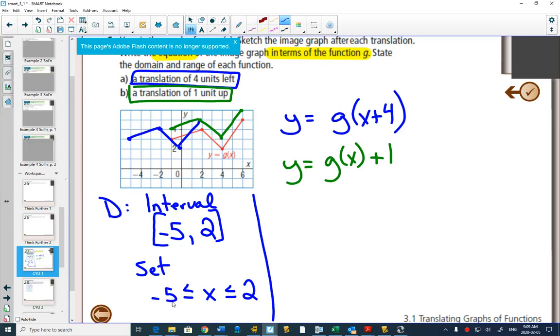our range for our blue one. In interval notation, the smallest y value is 2. Our largest y value goes up to positive 5. And in set notation, you would have to use a y value because now you're talking about range.